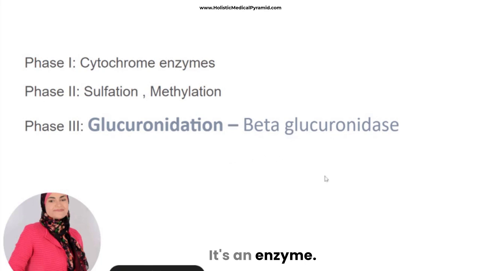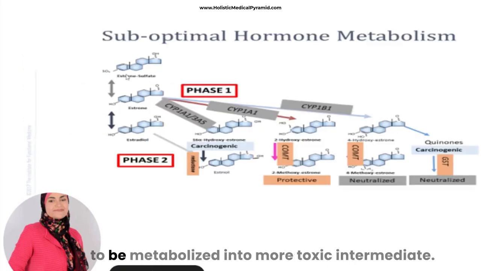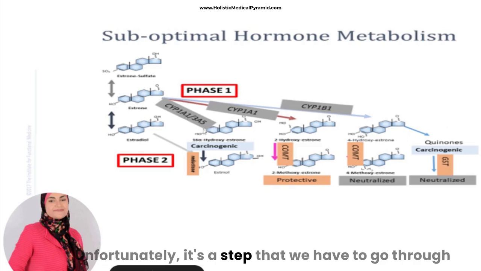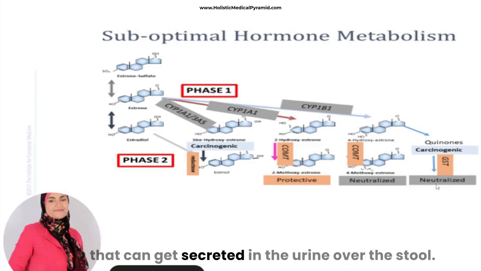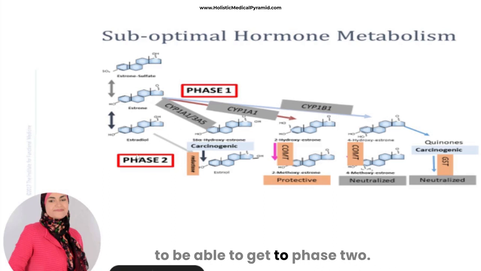It's an enzyme. So what happens is that estrogen first has to be metabolized into a more toxic intermediate. After phase one, estrogen becomes more toxic, carcinogenic. Unfortunately, it's a step that we have to go through to be able to metabolize it to the soluble kind that can get secreted in the urine or the stool. So unfortunately, we have to go through phase one to be able to get to phase two.